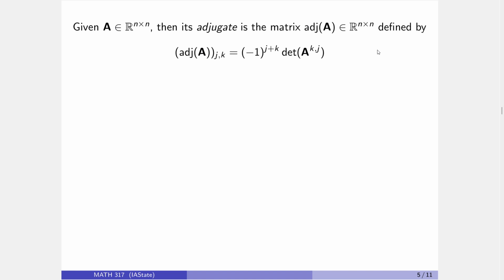Well, given matrix A, its adjugate is defined as follows. You do -1 to the j plus k, and you multiply by the determinant, but note here the indices are swapped. So the jkth entry is the determinant with the kth row deleted and the jth column deleted, and then a -1 to the j plus k. So note it's kind of the recursive formula, but some ingredients are missing.